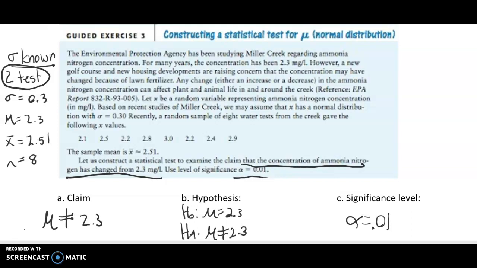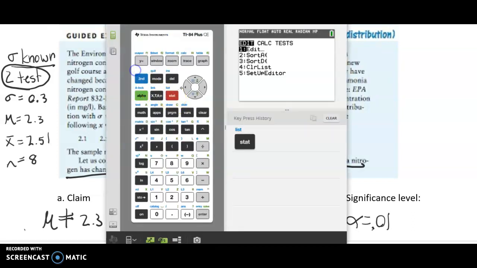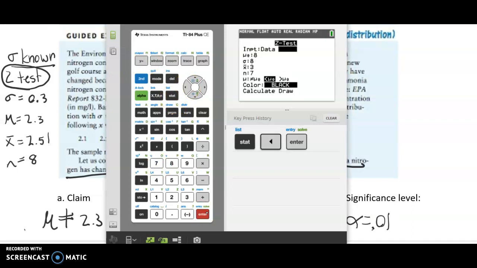Now let's put this into our calculator to do the hypothesis test, find our test statistic and p-value, and decide whether we're going to reject or fail to reject. You're going to press stat and go over to tests. The z-test is the first option, and we're using stats even though they gave us all of the data there. Since the summary is below it, we don't need to type the data into our calculator. The mean of this data was 2.3. Standard deviation is 0.3.